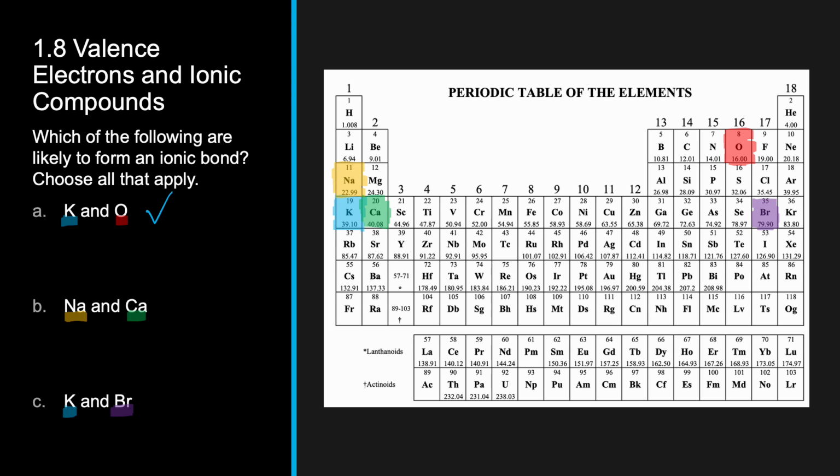Then calcium and sodium. Calcium and sodium are both metals. Sodium would form a +1 ion and calcium would form a +2 ion. Those are both metals, so they cannot form an ionic bond. And then we have potassium and bromine. Potassium's in group 1 and bromine's in group 17, so that is a +1 ion and a -1 ion. That would form a great ionic compound.